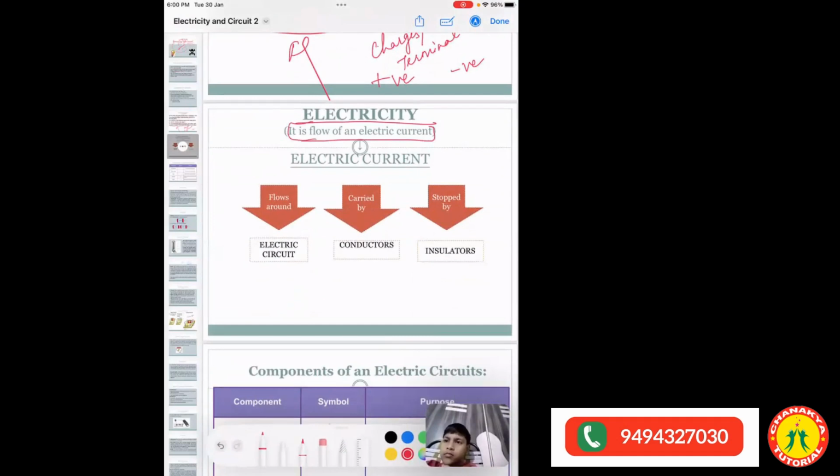Electric current flows around through the electric circuit. It is carried by the conductor and it is stopped by the insulator. Very important three points these are. So, how does the electric current flow? It flows because of the electric circuit.